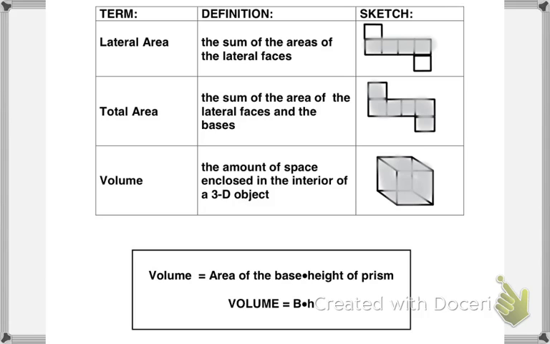The area of the base usually has its own formula because it's the formula for the area of some polygon, and then we multiply that area times the height of the prism, which is really the height or the length of a lateral edge. And another way of thinking of that is it's the distance between the two bases.